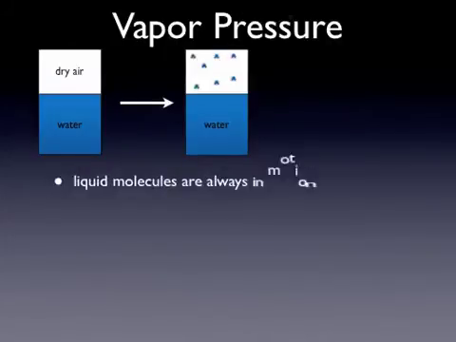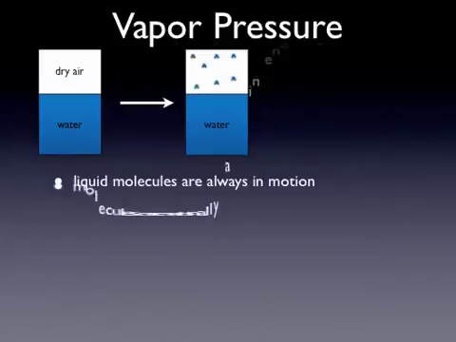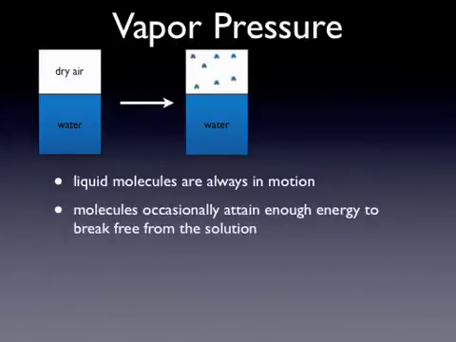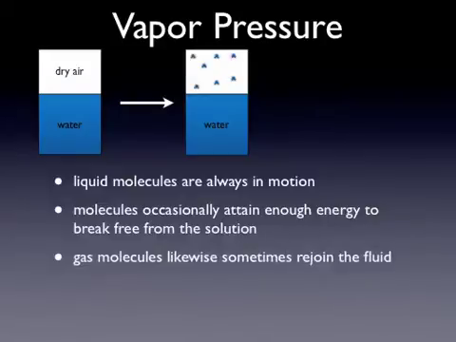As you know, liquid molecules are always in motion, and they're moving around over each other. Occasionally a molecule will attain enough energy that it can break free of the solution and go shooting off into the gas. But in the same manner, the gas molecules which are flying around, every once in a while they collide with the liquid and become part of the fluid. So there's this interaction of liquid molecules breaking free into the atmosphere, and then gaseous molecules colliding and joining the water again.